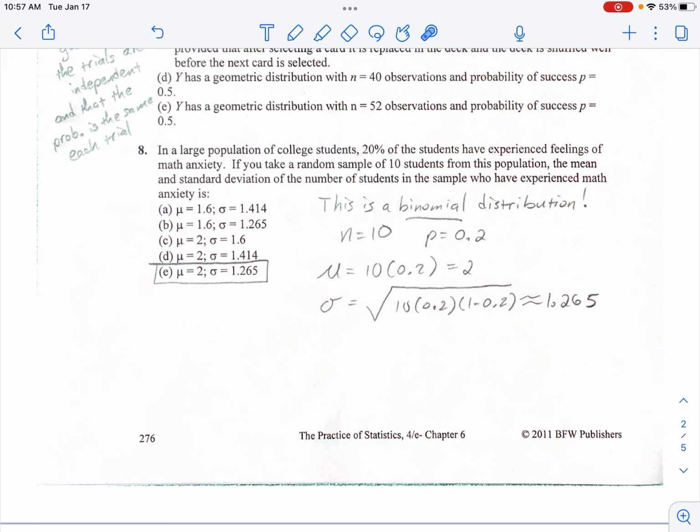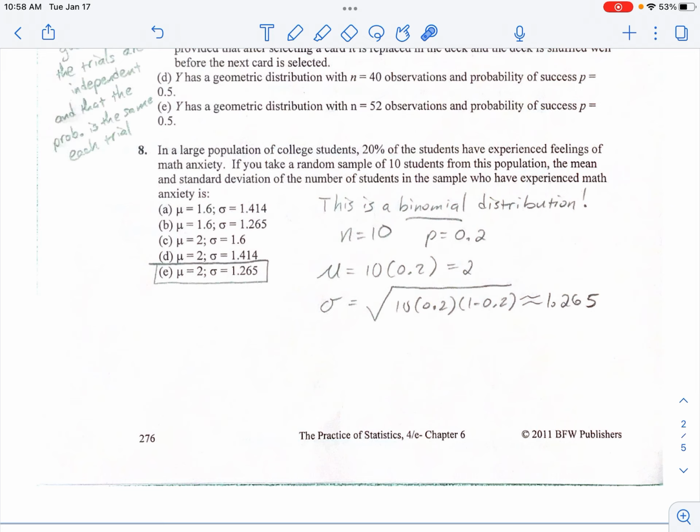I'll show you the College Board formula. You have to determine first off that this is binomial. Why is this binomial and not geometric? It says you are taking a random sample of 10 kids. So this is n. N is 10. Your sample size is set. It does not change. Your probability is also set. 20% of students experienced it, okay?